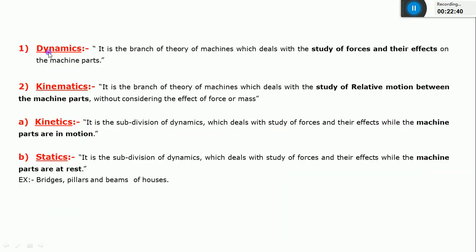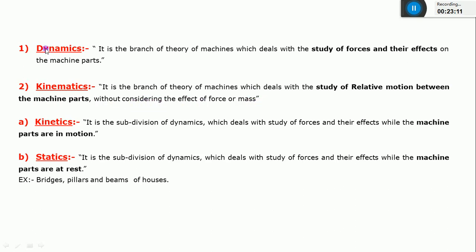So I have discussed this one, dynamics. In theory of motion there are two parts, dynamics and kinematics. The first one is a branch of theory of machines which deals with the study of forces and their effects, and there is no relative motion at all. The second one is kinematics. It is a branch of theory of machines which deals with the study of relative motion between the machine parts, without considering the effect of forces or mass.